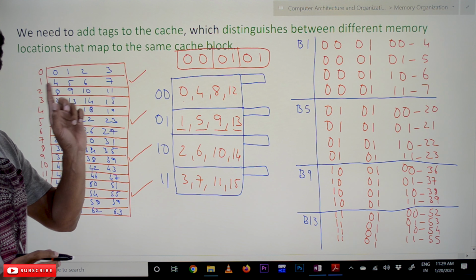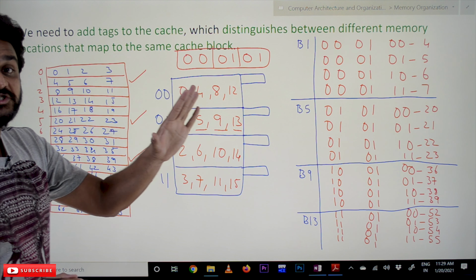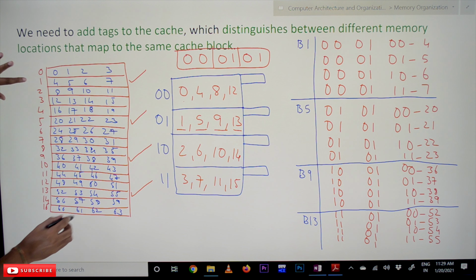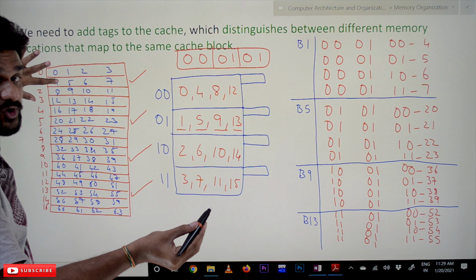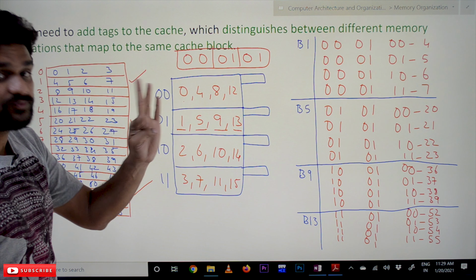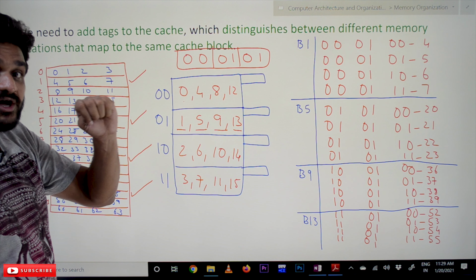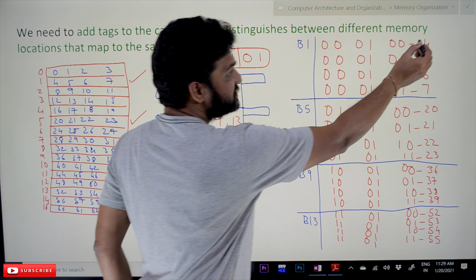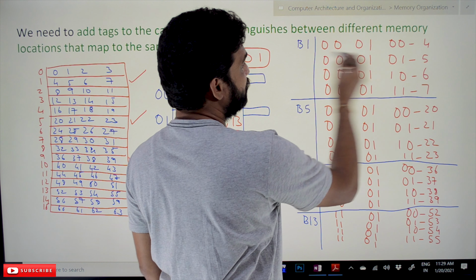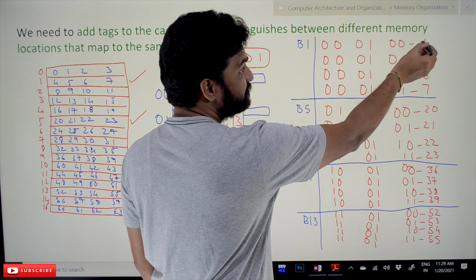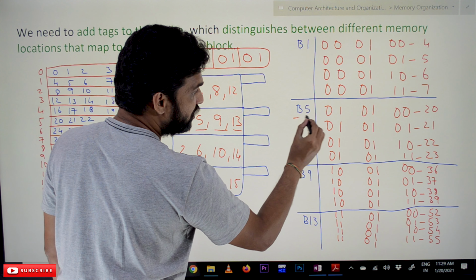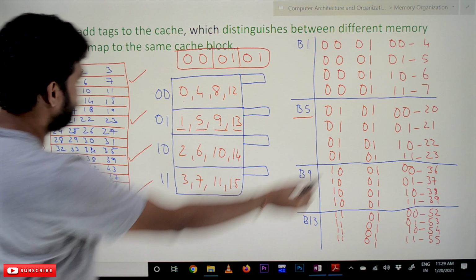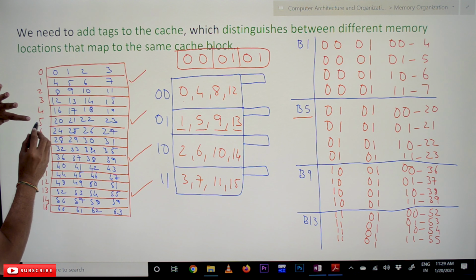Think of it as block, word, line. That differentiation is very important. Block 1 is having 4 words. What are the words that block 1 is having? It is the 4th word, 5th word, 6th word and 7th word. These are the binary representations of the words that are present in block 1. Similarly, block 5, what are the words that are present in block 5?